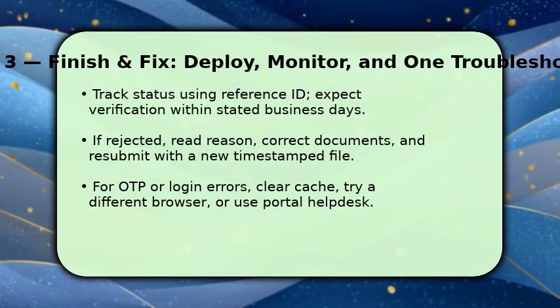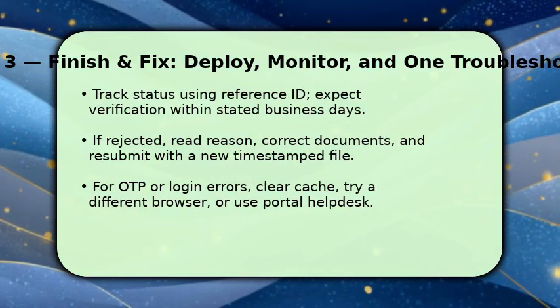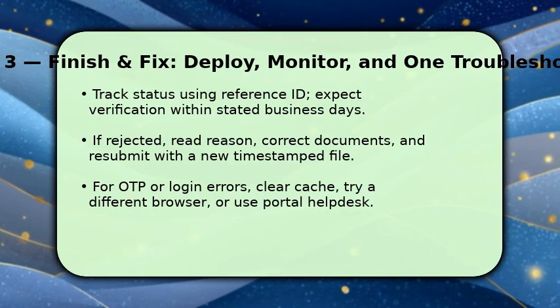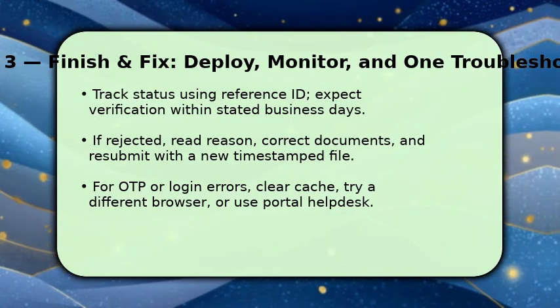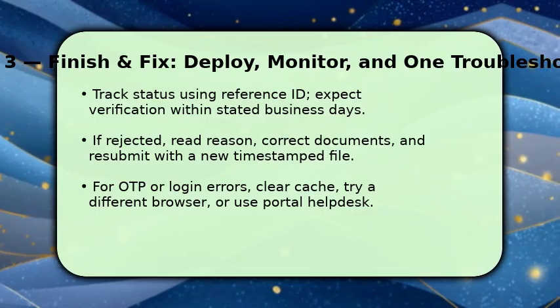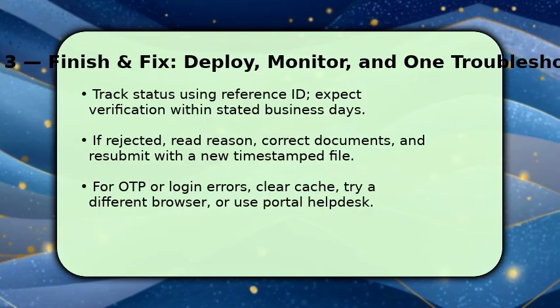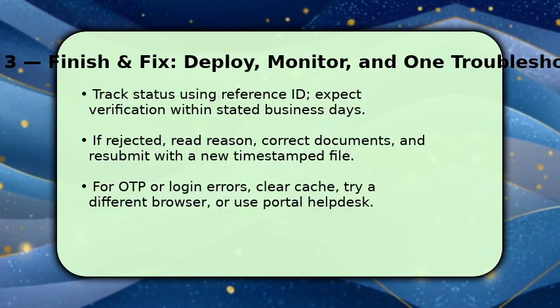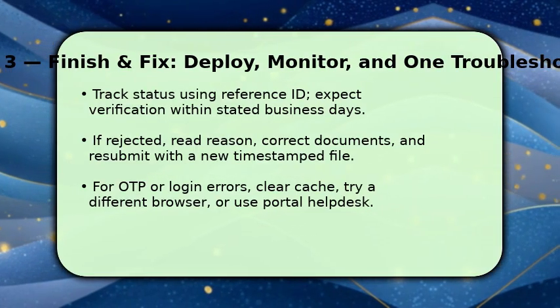You finish by monitoring the request status with the reference ID. The portal shows processing stages and expected days. Once approved, print the updated dependent record and inform the dependent to carry the new ID. If the update is rejected, read the rejection reason, correct the specific document, and resubmit immediately.